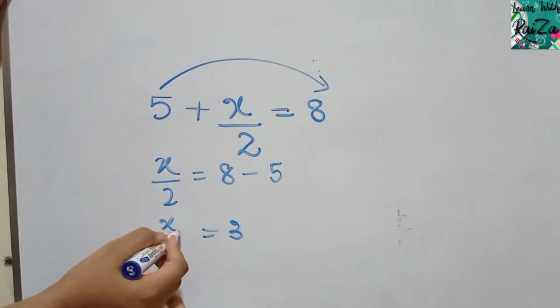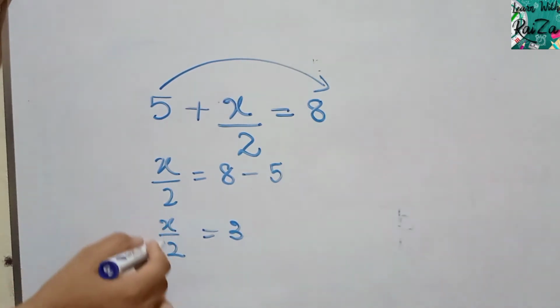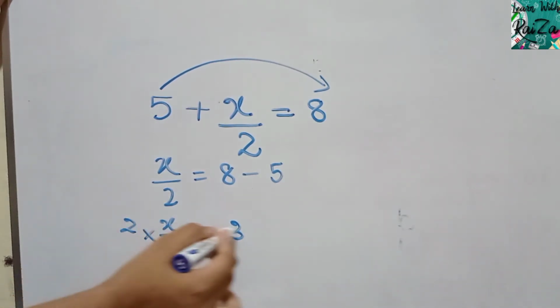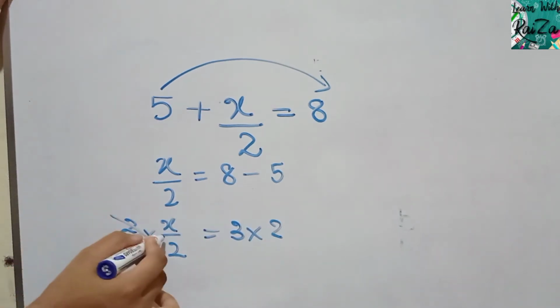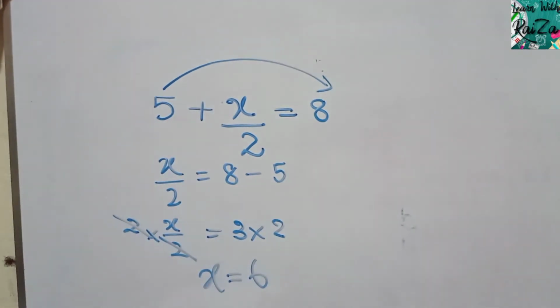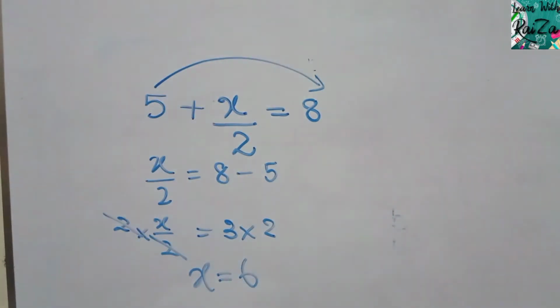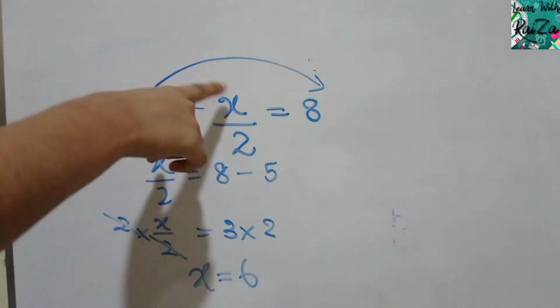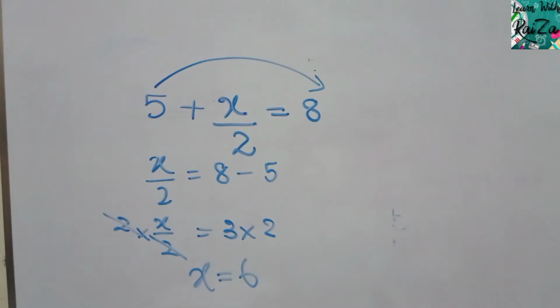So now half of x is 3, what is x then? You can remove this 2 by multiplying both sides by 2. Therefore, x becomes isolated and that is equal to 6. So 8 minus 5 is 3, and 3 is equal to 6 divided by 2. So both the left hand side and the right hand side of the equation become equal.